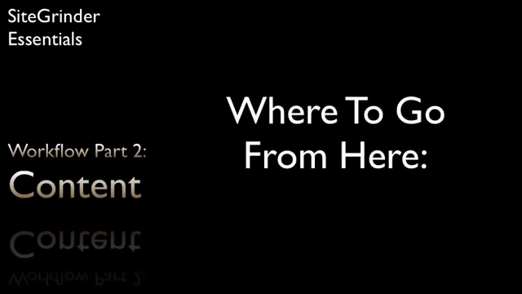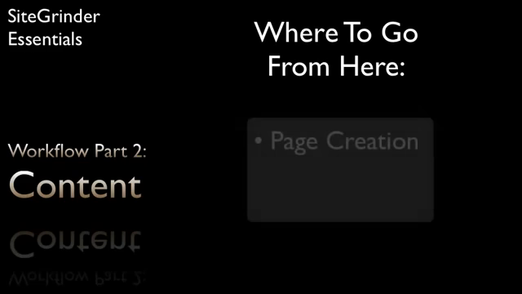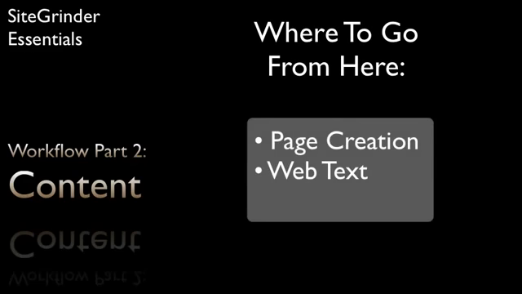Now that you've finished this tour of the SiteGrinder workflow, it's just a matter of learning what hints and layers you need to employ to create the particular elements you want on your site. At this point, we recommend proceeding to the Essentials guides covering the features shared by almost every site. These are page creation and management, web text, and hyperlinking.